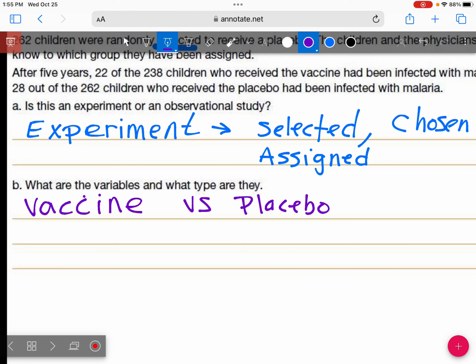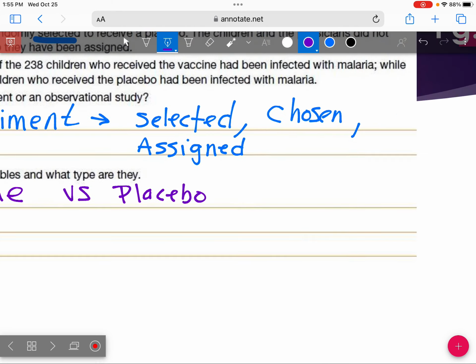Is this a categorical or quantitative data set? Categorical. They are divided in categories. They either got the vaccine or they got the placebo, split them into two camps. We didn't get like a half vaccine or a quarter vaccine or a 1.5 vaccine. It's not on a sliding scale. This is categorical data.